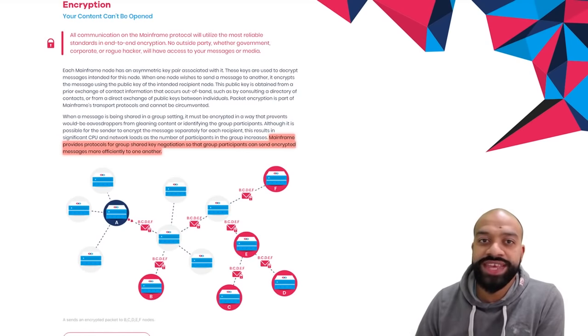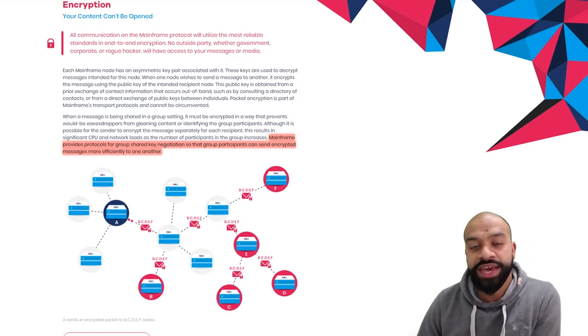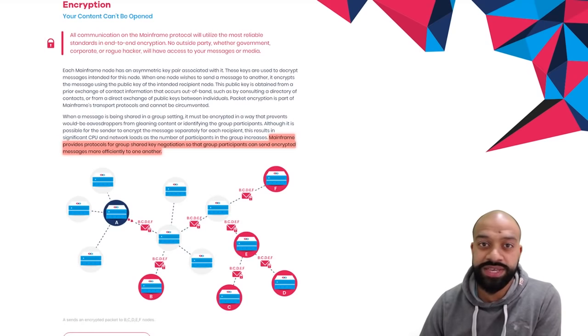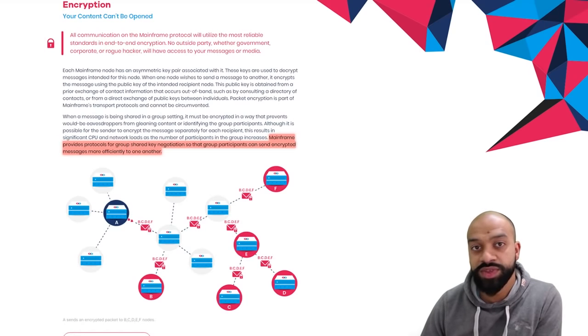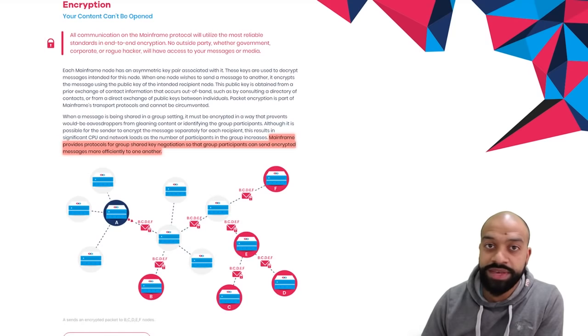So let's start with encryption. The idea behind here is that your content cannot be opened. And the way that works is when a node decides to send a message to another intended node within that group, it encrypts it with that public key. And so as it makes its way through the various nodes that are acting as relays, only those who have the private key in order to decrypt that message will be able to do so.